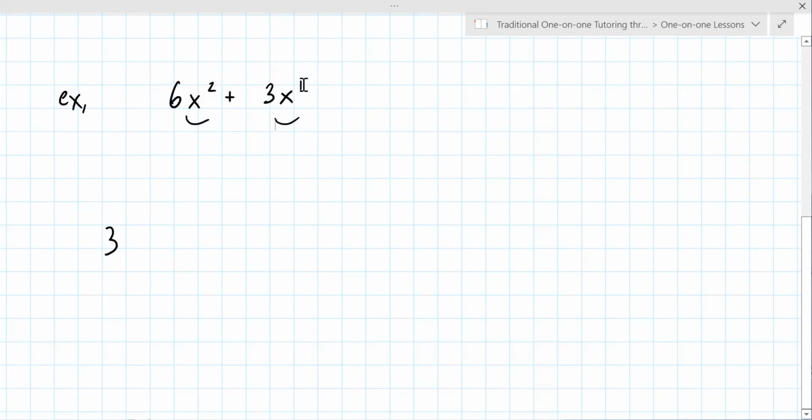Wait, I'm confused. We're looking at the exponent. Maybe I'm not being clear. 1. Yeah, so that means the 3x that had the 1. Okay, got it. So now you're dividing each of these by 3x.